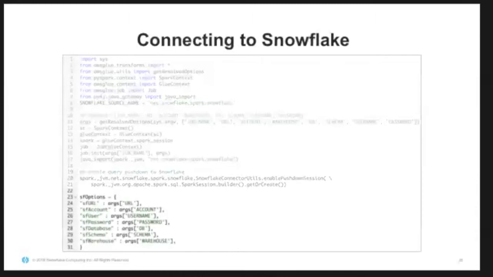And then finally, here are the parameters we set. Along with that initial Snowflake source name, we'll pass these parameters into our Spark connector to make sure we can connect to the database in Snowflake.